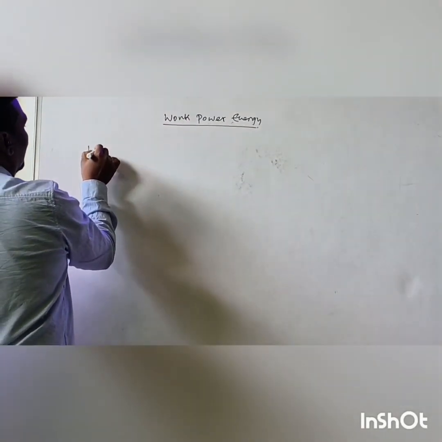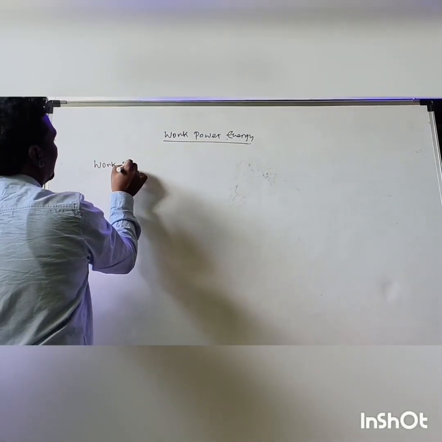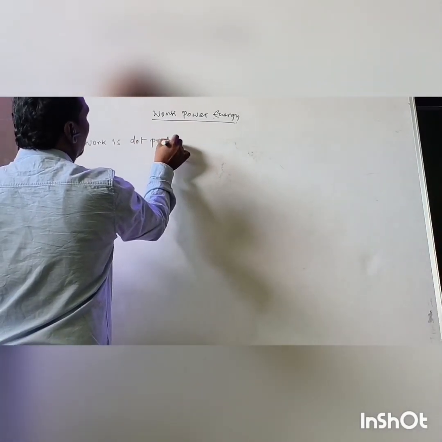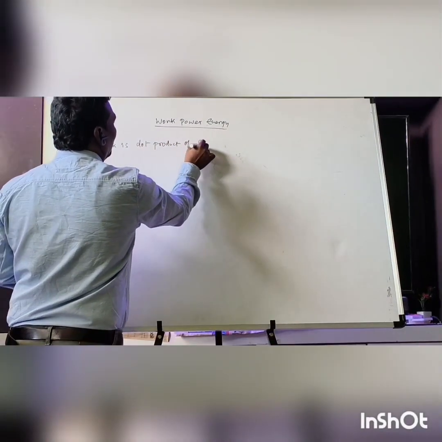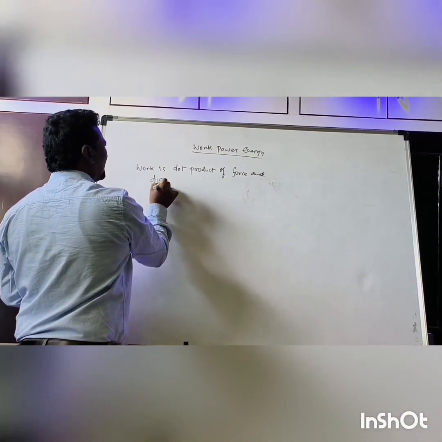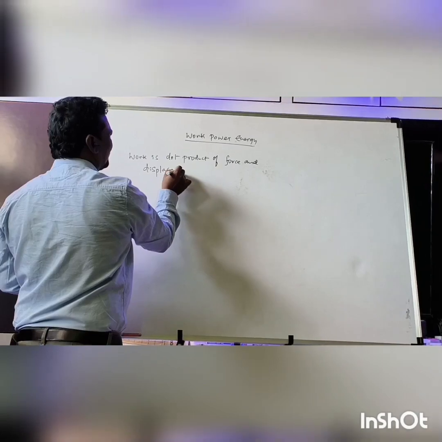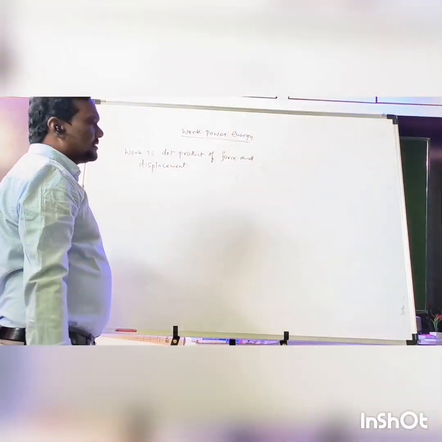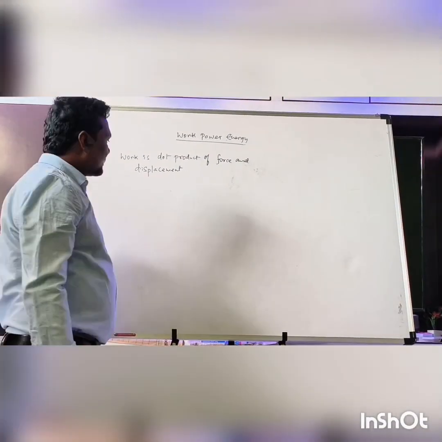Work is the dot product of force and displacement. So this is the vector definition of work. But basically, what does work mean?